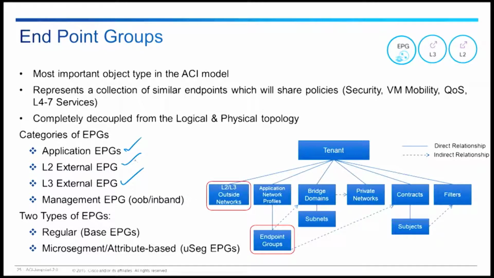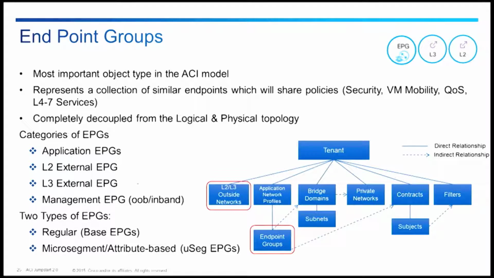Now, once we know about those 4 types, there's 2 real subtypes to our application endpoint groups. And this is a regular base EPG, just a regular endpoint group, might be called web, might be called app or database. But then we have a special one, and this is kind of a new feature recently added, called our attribute segment. And you'll see this referenced in the topology and in the UI as USEG for microsegment.